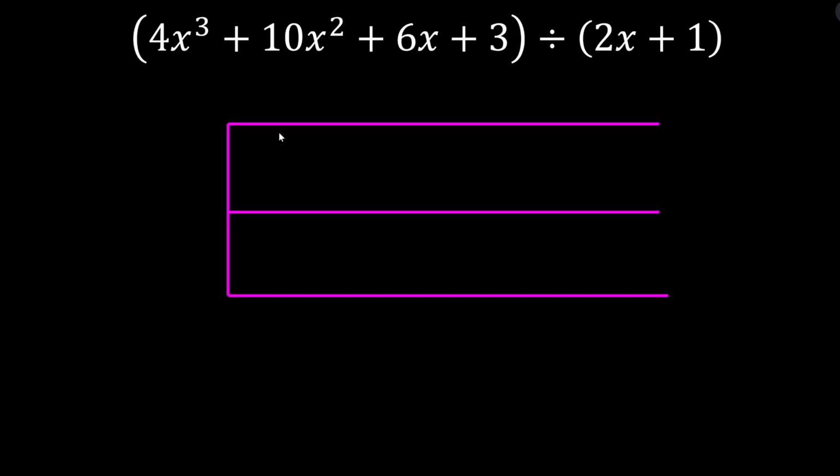So we're going to set this up exactly how we've been doing. We're thinking about what do I multiply 2x plus 1 by to get this polynomial here. So this polynomial is the area of the rectangle.